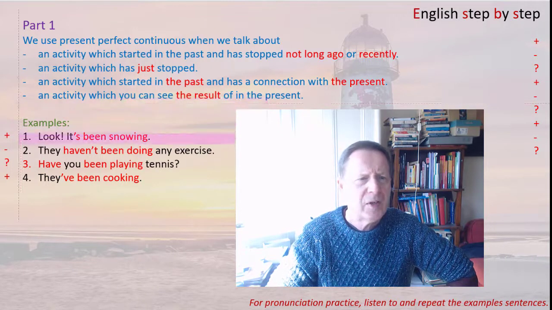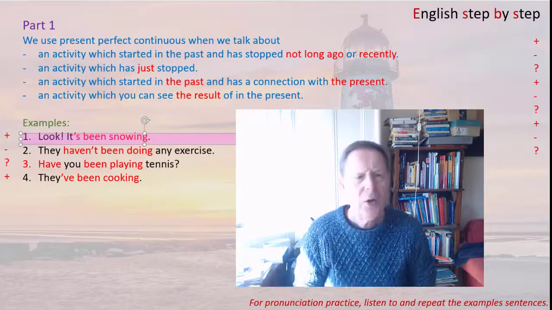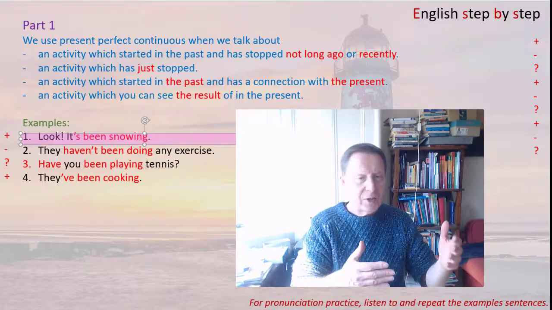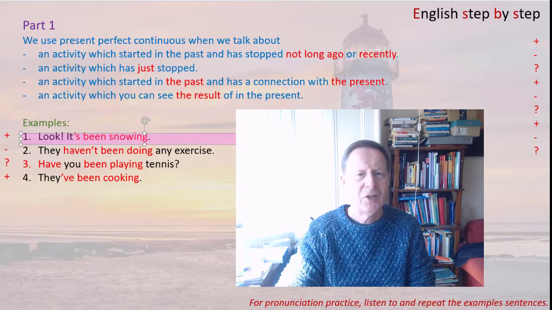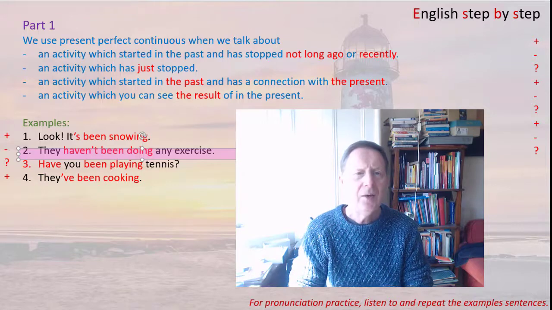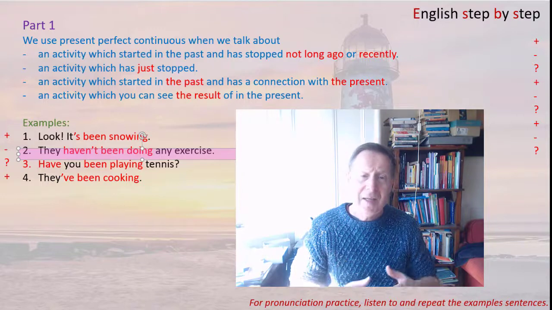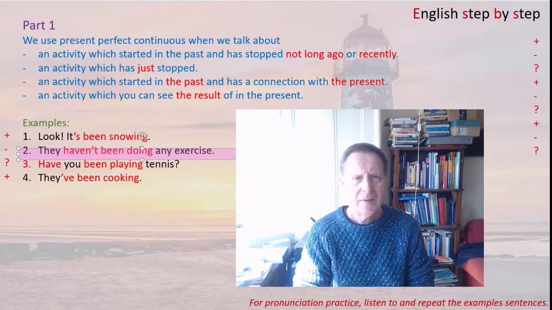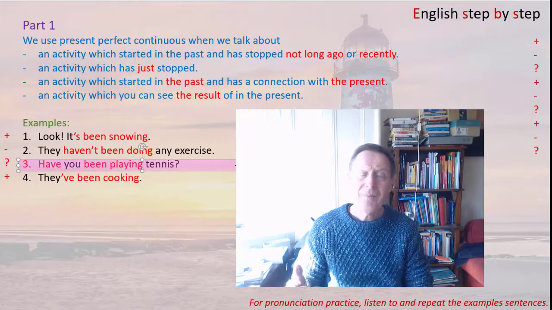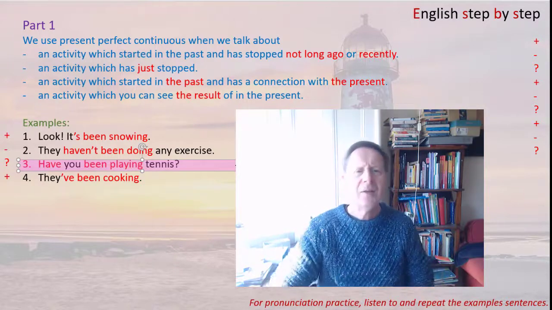All right, let's look at some examples. First, a positive example. Look, it's been snowing. So in this example, it continued until now, and we can see the snow. Past and present together. Number 2, they haven't been doing any exercise. So during the last period until now, no exercise, and we can see that maybe they need exercise. Example number 3 is a question. Have you been playing tennis? And that's a question about the past and the period of time up until the present.